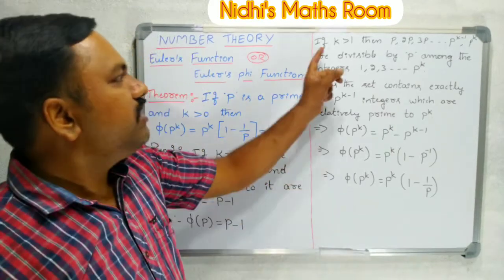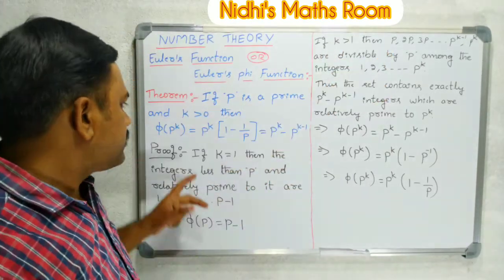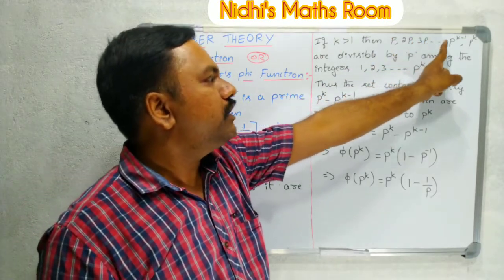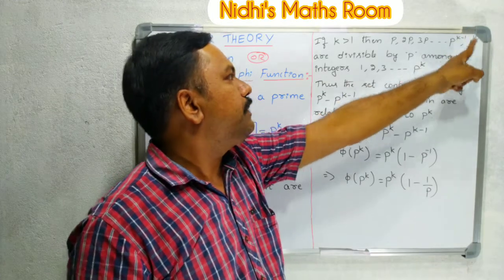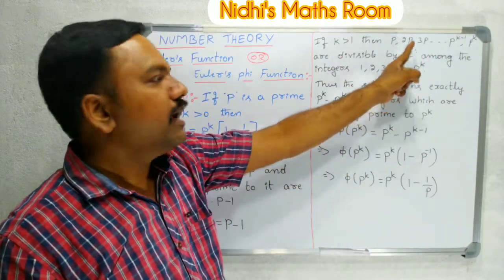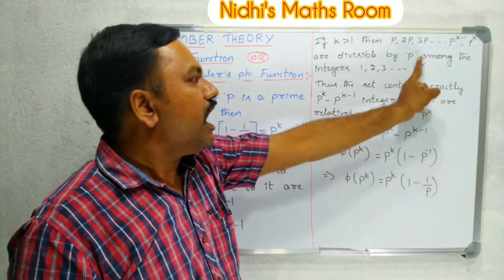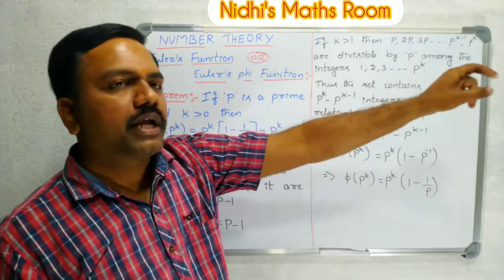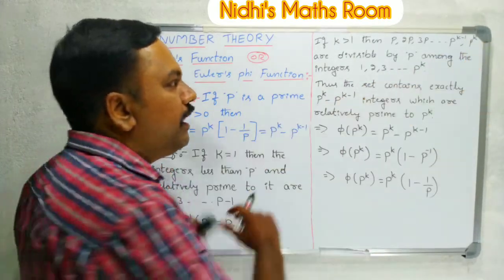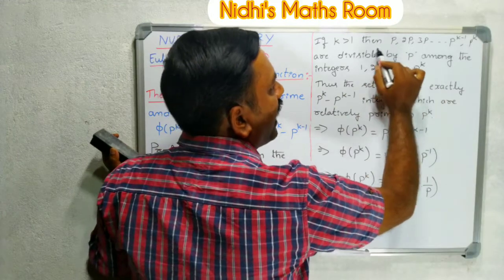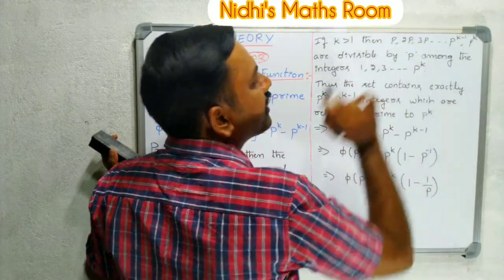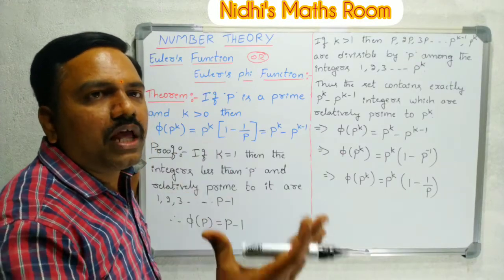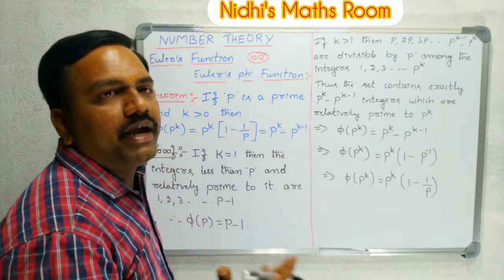Now see the next concept. If k is greater than 1, suppose this k is greater than 1, then p, 2p, 3p, so on p power k minus 1, p power k are all divisible by p. Among the integers 1, 2, 3, so on p power k, if you write all the integers, the multiples of p are all divisible by p. If you take any integer, all its multiples are divisible by that number.